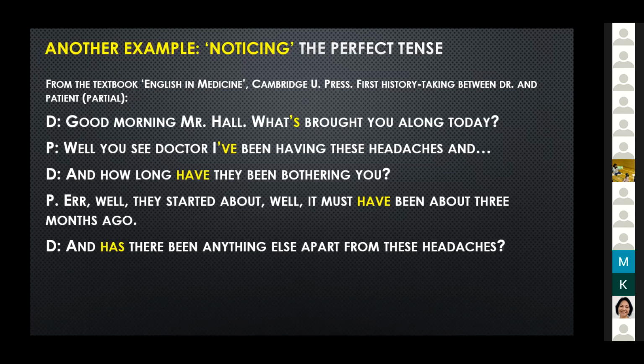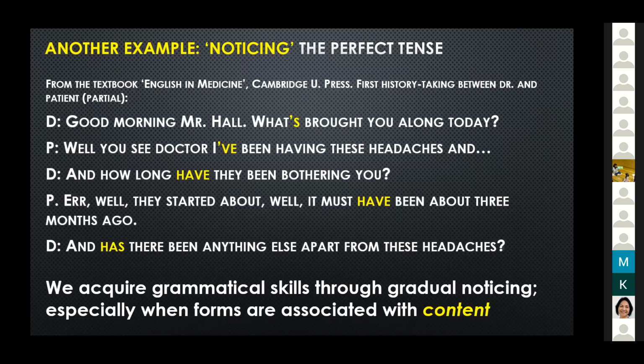What happens? Gradually, students come to understand that when they are talking about something like symptoms that started a while ago and are still present, that requires the use of have or has. So my students are interested in medicine. This is meaningful for them. So they start to make a deeper association between the grammar form and the actual content of taking a history, gradually noticing more and more these relationships, and much more so when these are associated with content.